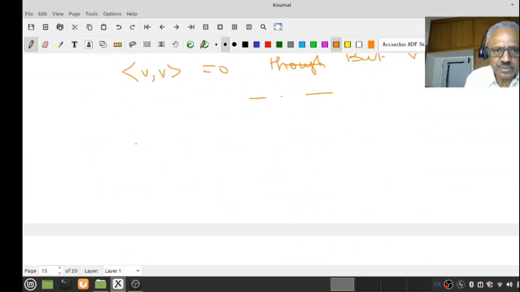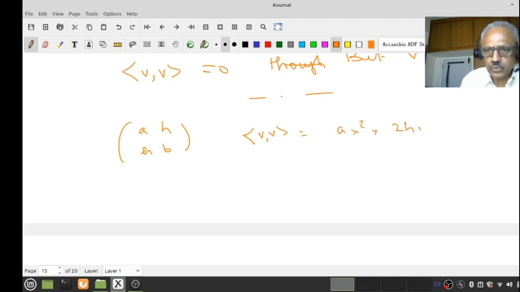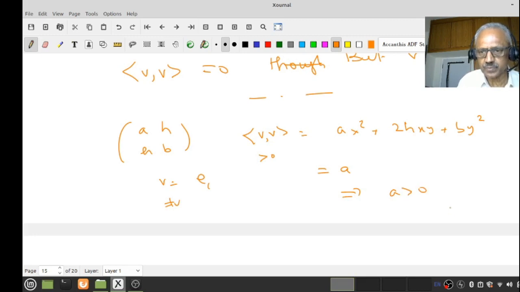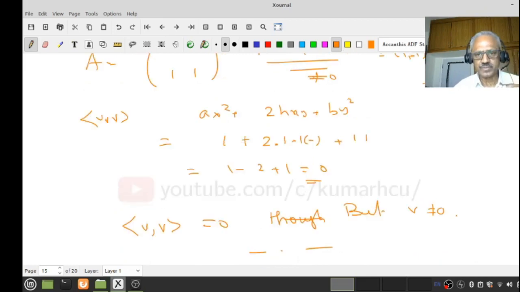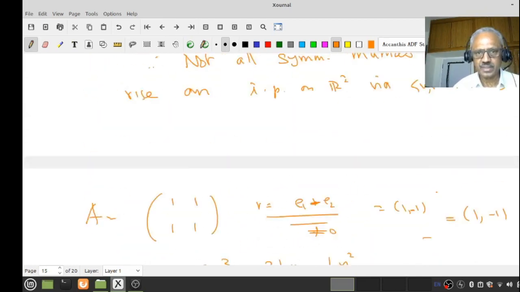In the first case, suppose A is (a, h; h, b), right? Therefore, with respect to that, inner product (v, v) is ax squared plus 2hxy plus by squared, right? Now suppose I take v equal to e1, then I get only a, right? But since v is non-zero, inner product (v, v) must be positive, therefore it implies a is positive. Positive definiteness, okay. In fact, I should have put that a little earlier, but I forgot.